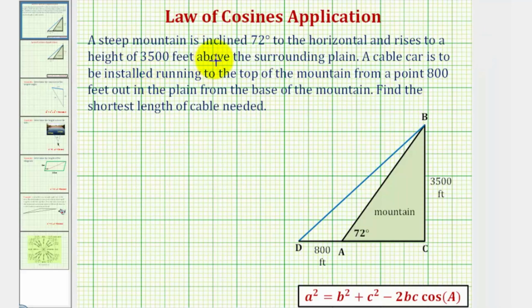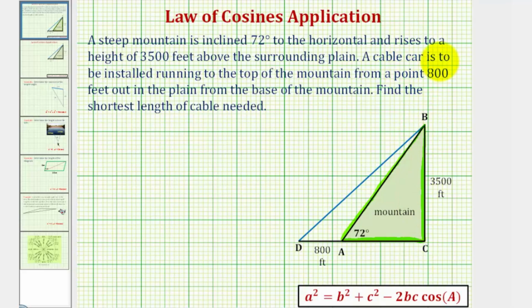A steep mountain is inclined 72 degrees to the horizontal and rises to a height of 3,500 feet above the surrounding plain. So using this first sentence, we can model the mountain using this right triangle here, or half of the mountain, where the angle of inclination is 72 degrees, labeled here, and the height of the mountain would be 3,500 feet.